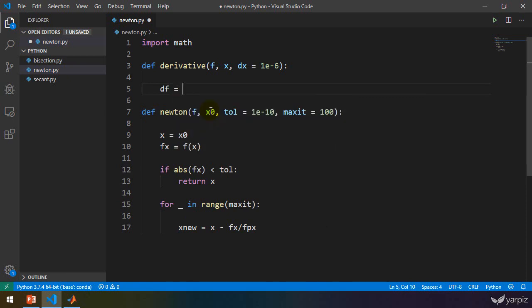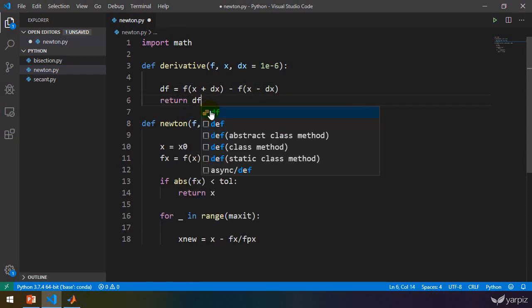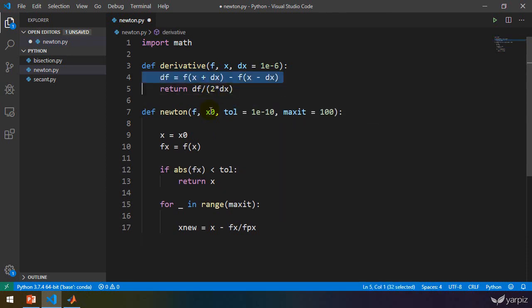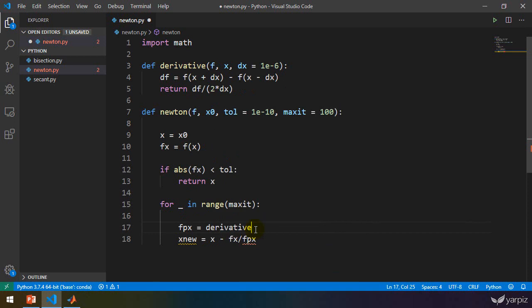The difference of f is f of x plus dx minus f of x minus dx, and we're going to return df divided by 2 times dx, and that's it. We calculated the derivative of the function at a given point numerically. We approximated this. So we can calculate fpx as the derivative of f at this point x, using the default value of dx, and that will be fine.